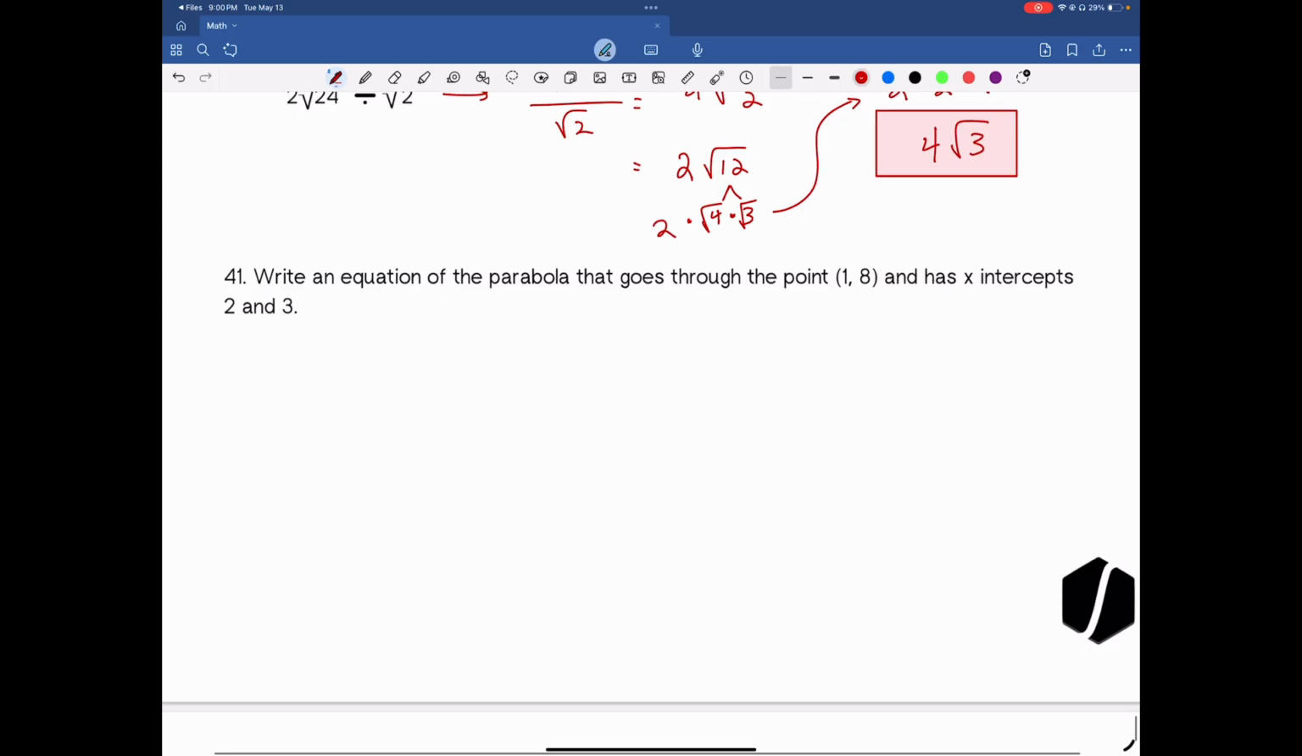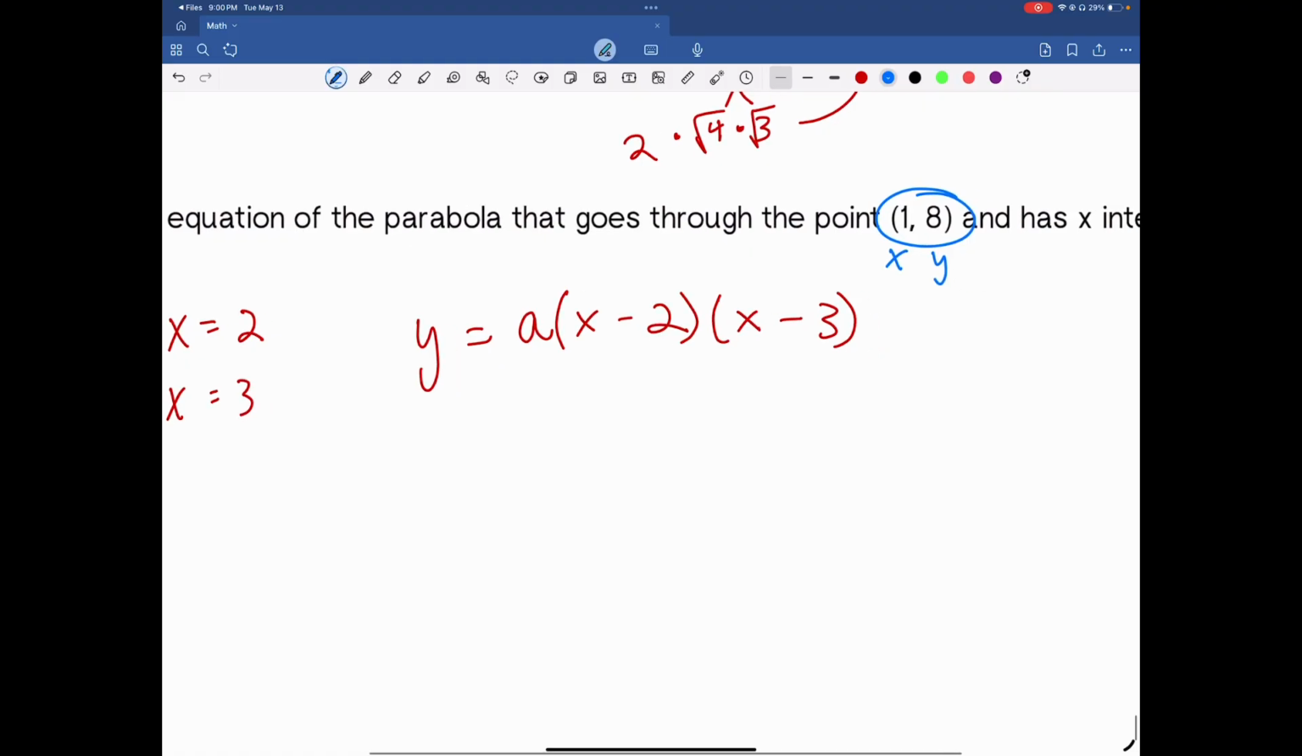Write an equation of a parabola that goes to the point 1, 8, has x-intercepts 2 and 3. All right, so if x equals 2 and x equals 3, that means we're going to write x minus 2 and x minus 3 as our equation. We're going to have a out front. We have y equals. So now they give you a point because 1, 8, 1 is going to be x, 8 is going to be y. So we would have 8 equals a. We know x is 1, and then we have minus 2, and then we know 1, and then minus 3.